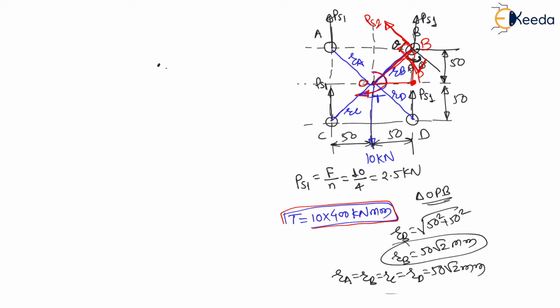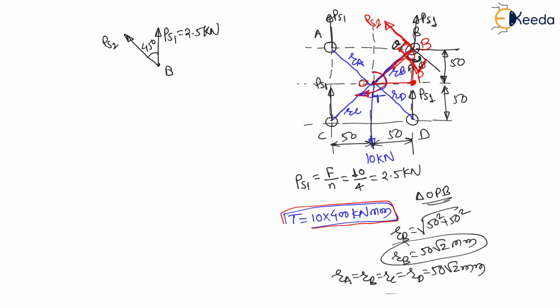Therefore, on bolt B, there is a PS1 in vertical direction, which is 2.5 kilonewton, as well as there is a PS2, and the angle between them is 45 degree. Therefore, let us find this PS2.